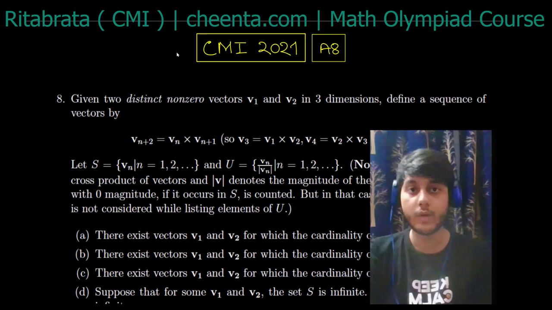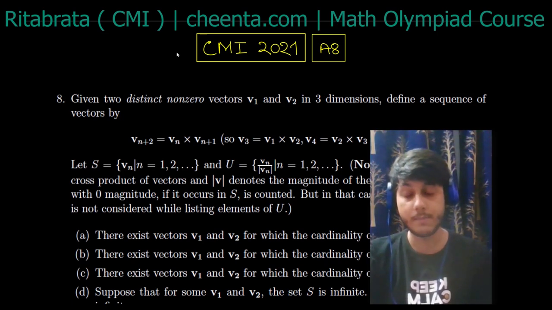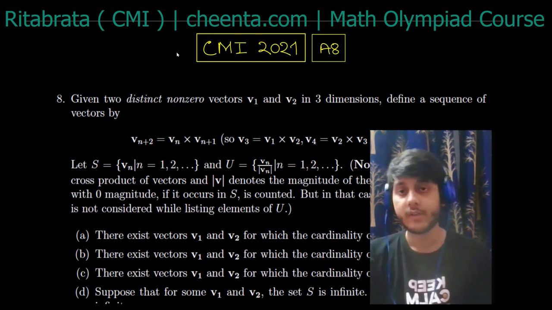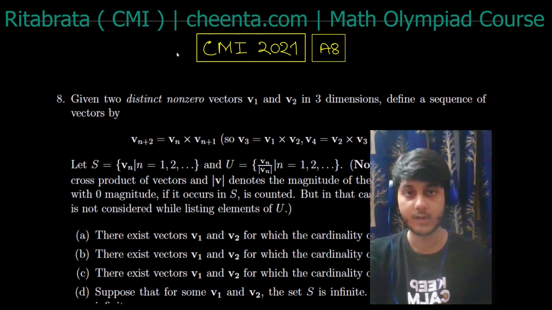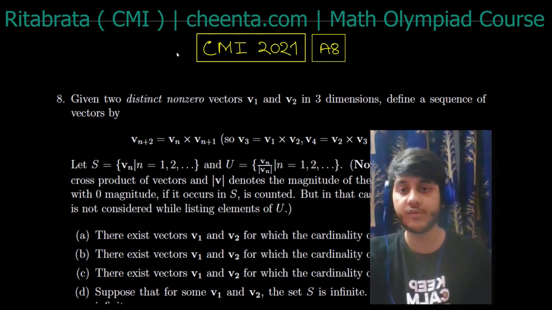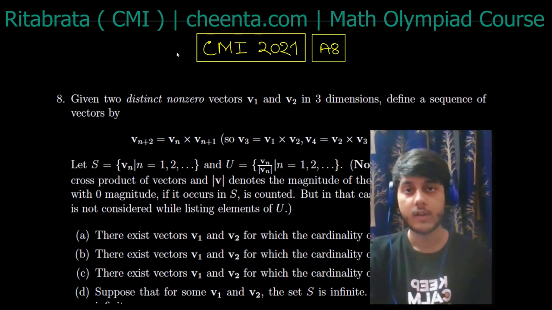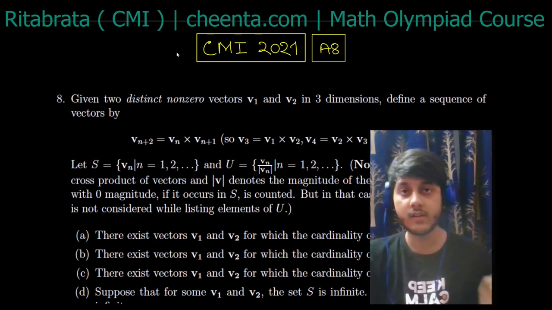Hello. So today I want to discuss a problem that appeared in the CMI 2021 entrance exam. It's an interesting problem about vectors. The question says we have two distinct non-zero vectors v1 and v2 in three dimensions, I mean R3. Now we define a sequence vn of vectors by vn+2 equals vn cross vn+1. So in the sequence of vectors, any term is determined by the cross product of its previous two terms.